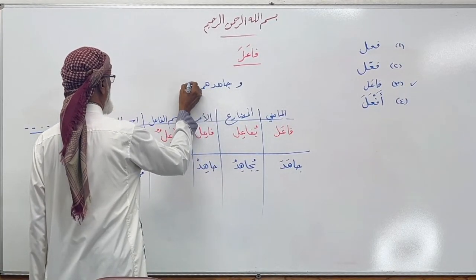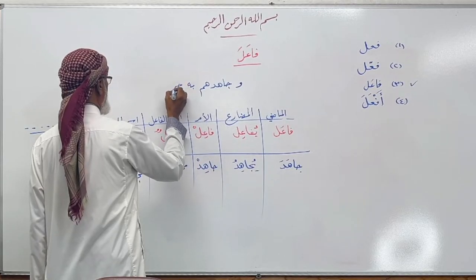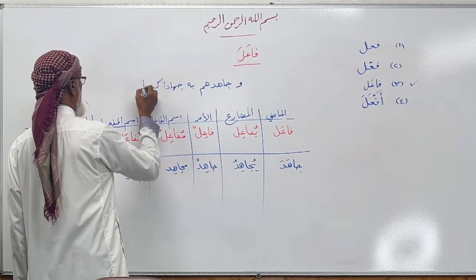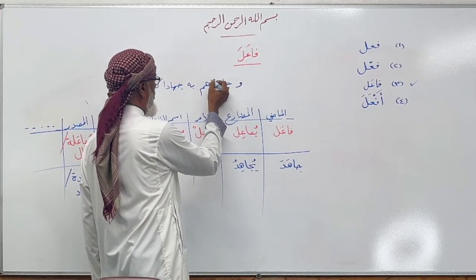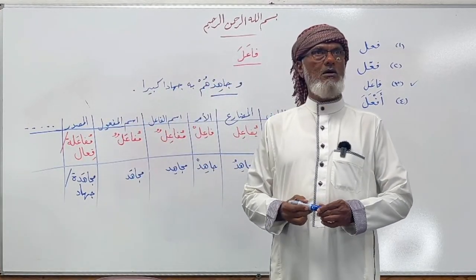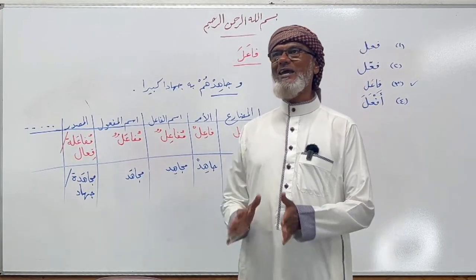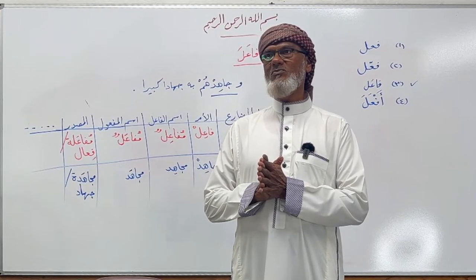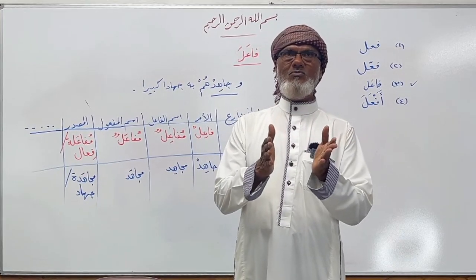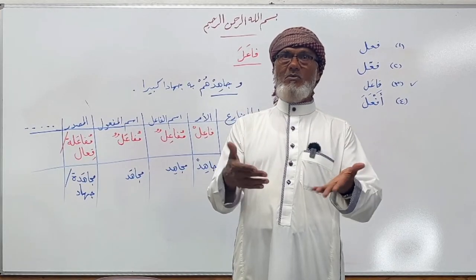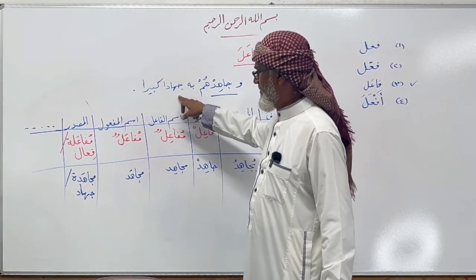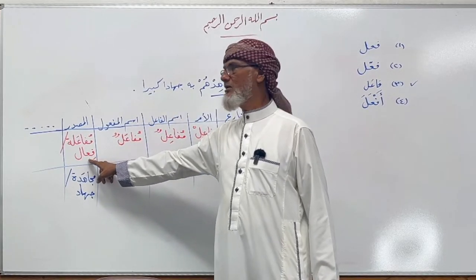Wajahidhum bihi. What did I tell you? Jihadan kabira. So jahidhum, here is the imperative. What does jahidhum mean now? Jahid is the command. Jahidhum: struggle against them. That means fight them. Bihi, with it. Jihadan, which is the masdar, and kabira.